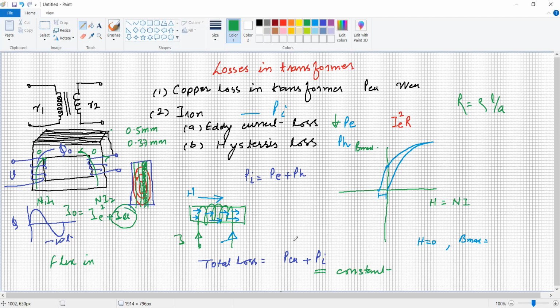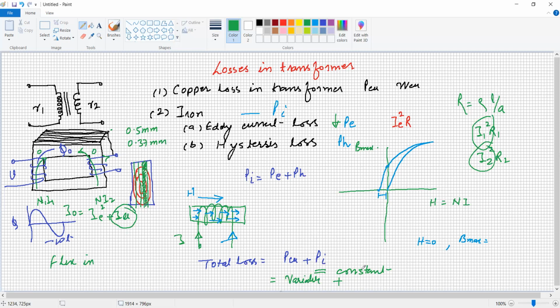Whereas the copper loss depends upon the current: as the current increases, I1 square R1, I2 square R2, it depends upon the value of current. Therefore, these are variable losses. So a transformer has two types of losses. One is the variable loss, which depends upon load, and second is the constant loss.